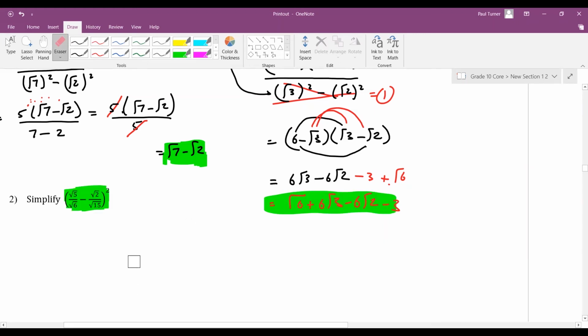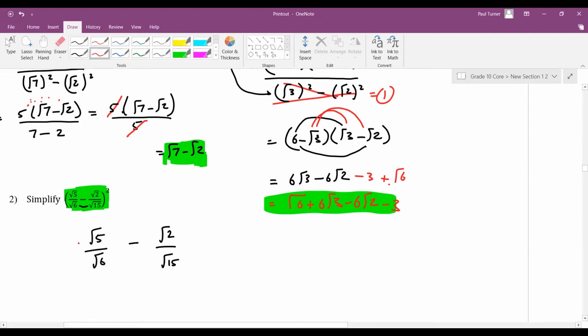I think you want to make your denominators the same. So you've got root 5, root 6. I'll leave a bit of space. Root 2, root 15. We can both make these root 60, can't we?